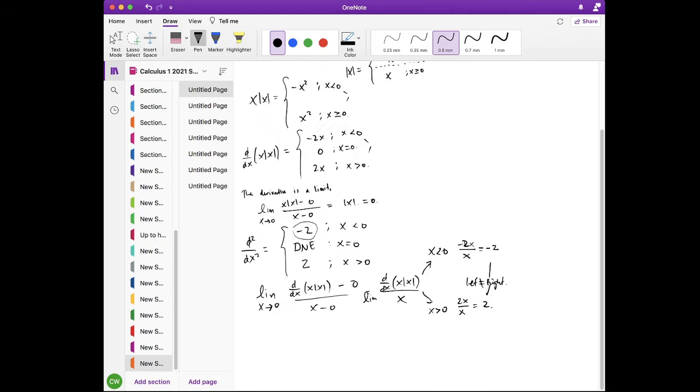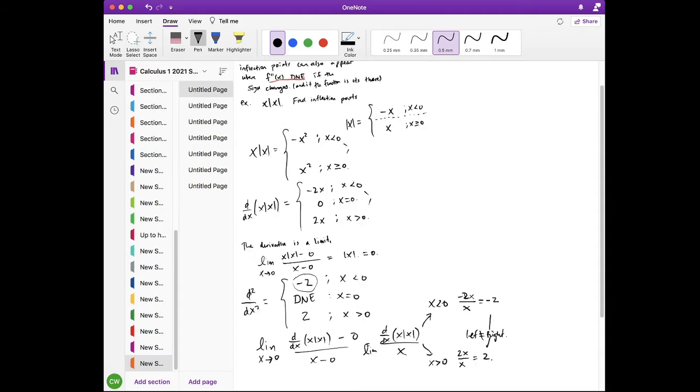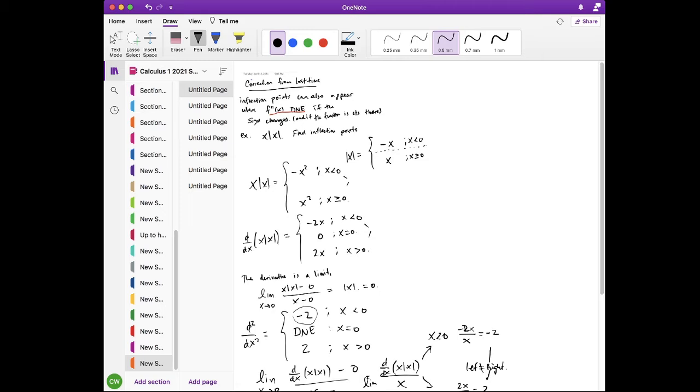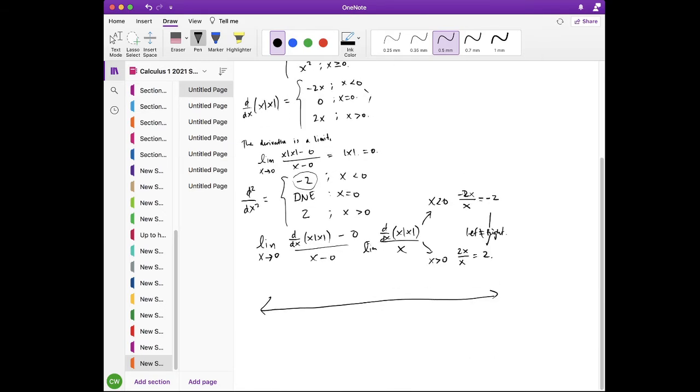However, this is still an inflection point, right? Because the second derivative does change sign here. And this point does exist on the graph, right? X absolute value of x, you plug in 0, that is a point. But it's not a point in the second derivative. So this is an inflection point.